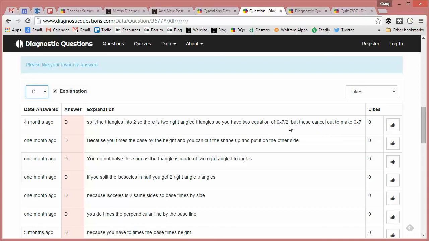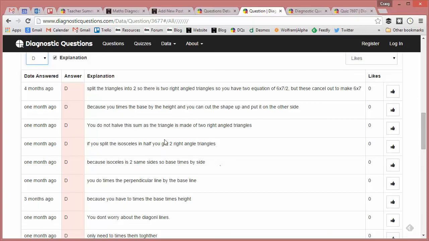So they're realising they've got 2 triangles. They're realising they have to divide it by 2, but the times by 2 for the 2 triangles and the divide by 2 cancels out to make 6 times 7. That would be a fascinating discussion to have with that student. And then maybe the way to resolve that is to get them to physically draw out these 2 triangles and fit them together and just discuss in more detail this concept of doubling and halving.